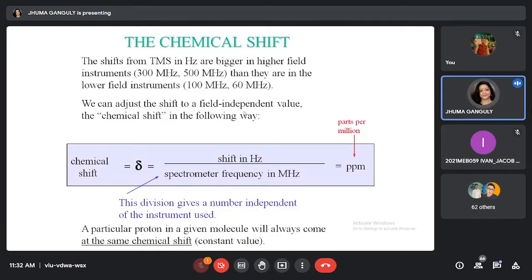With the instrument used, how can we do this by equation? Chemical shift is equal to delta. Delta does not depend on the instrument's magnetic field. It depends only on the separation from TMS. So this is shift in hertz divided by spectrometer frequency in megahertz. Whatever value you get is in ppm, and that is the actual proton NMR peak.